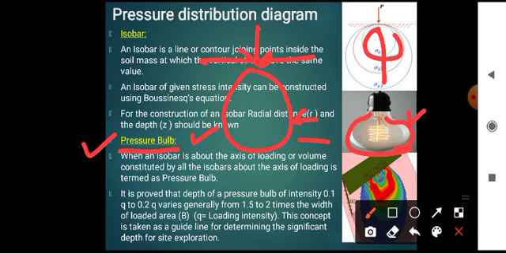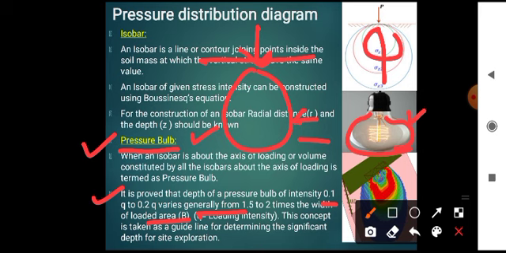So it is proved why pressure bulbs are very important in the soil mechanics field. It is proved that the depth of a pressure bulb of intensity normally 0.1 q to 0.2 q, where q is the intensity of the applied load, generally varies from 1.2 to 2 times the width of the loaded area. That width is B, capital B.